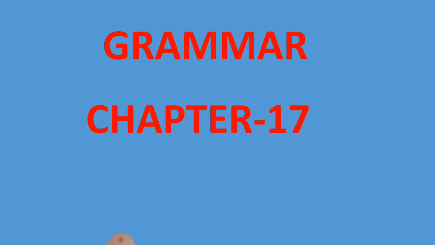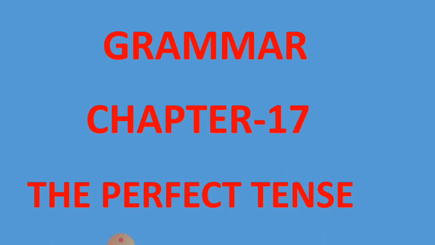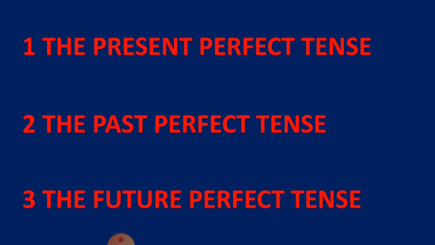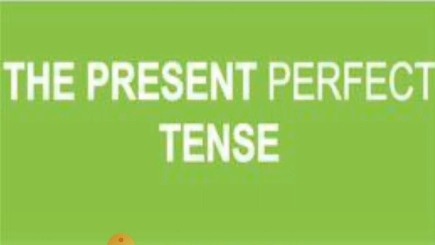We will do Grammar, Chapter 17, the Perfect Tense. Now, after completing the continuous tenses, let's move on to three perfect tenses, that is the present perfect tense, the past perfect tense, and the future perfect tense. Let's see the first tense, that is the present perfect tense.